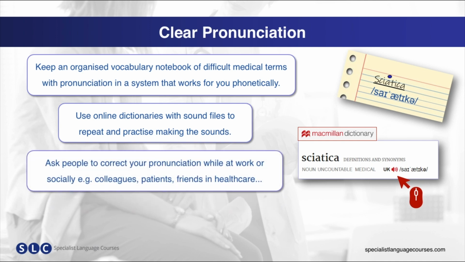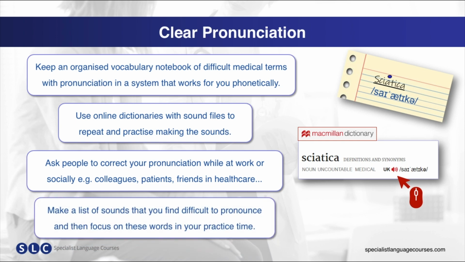And ask people to correct your pronunciation while at work or out socially in English, for example, colleagues, patients and friends in healthcare. Make a list of the kind of sounds that you find difficult to pronounce, for example, the l and r. So for example, lice and rice, or the I and E, ship or sheep. Then practice and get feedback if you can.